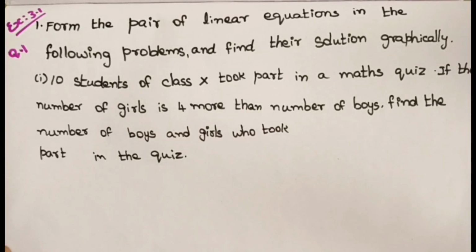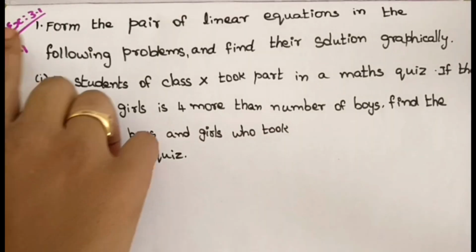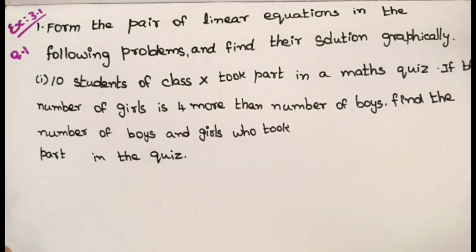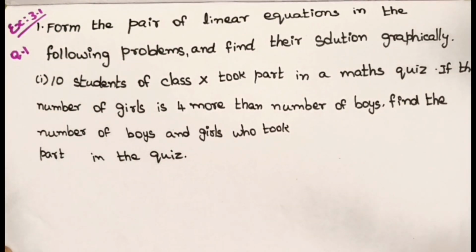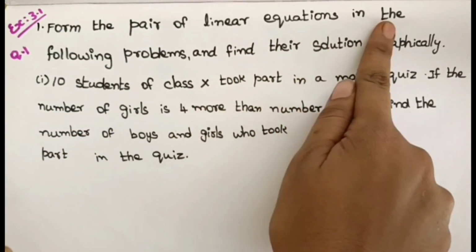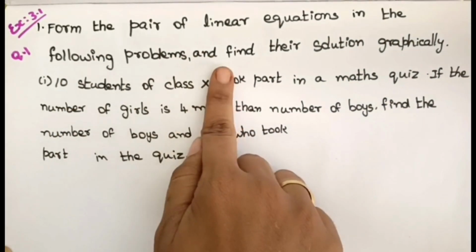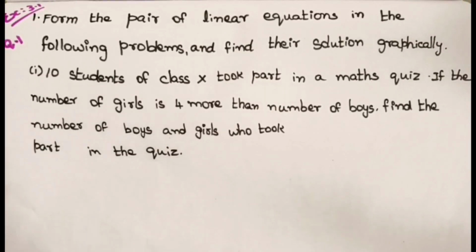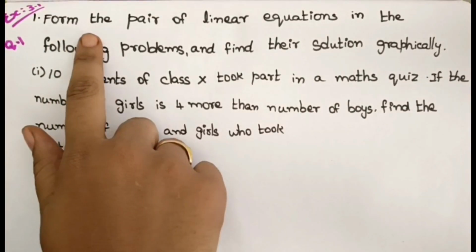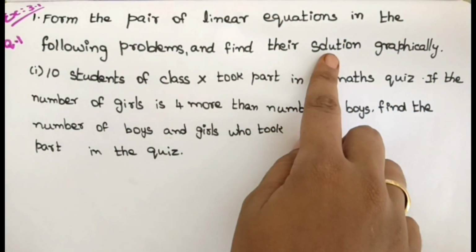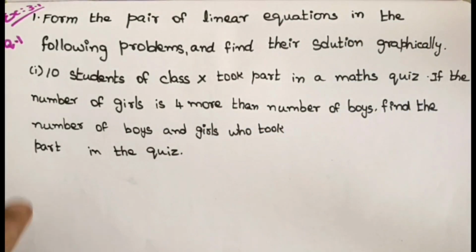Okay, let's see one problem. This is an exercise problem in exercise 3.1. First problem. What is step 1? First of all, read the problem. Form the pair of linear equations in the following problems and find their solution graphically. They are asking to form the linear equations and find the solution using the graphical method.